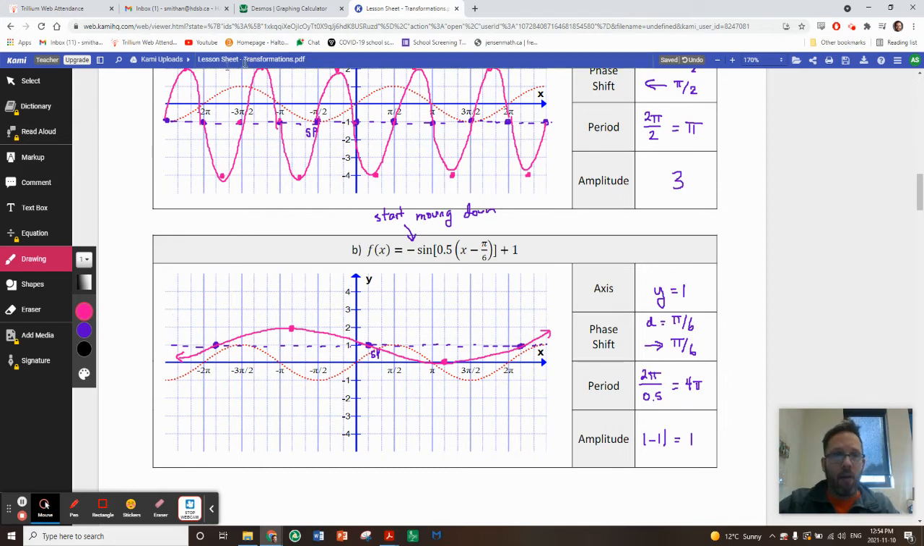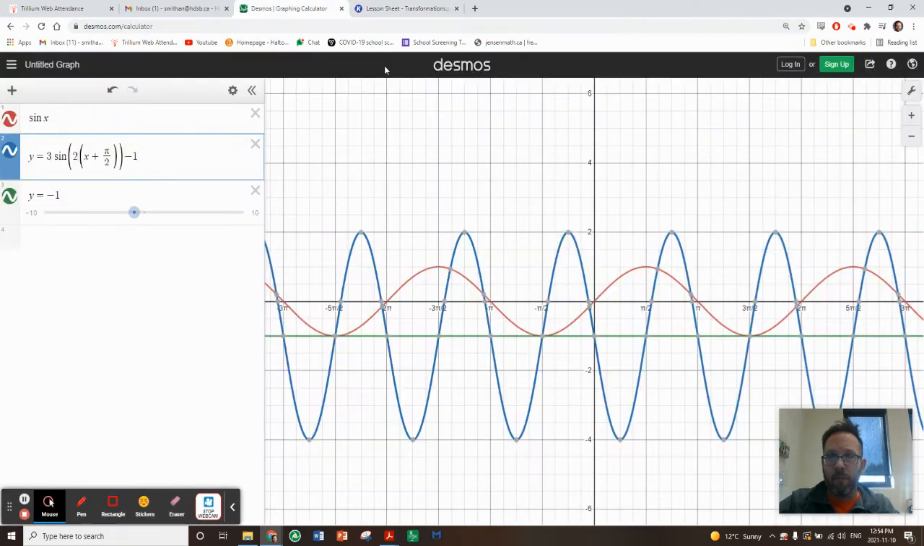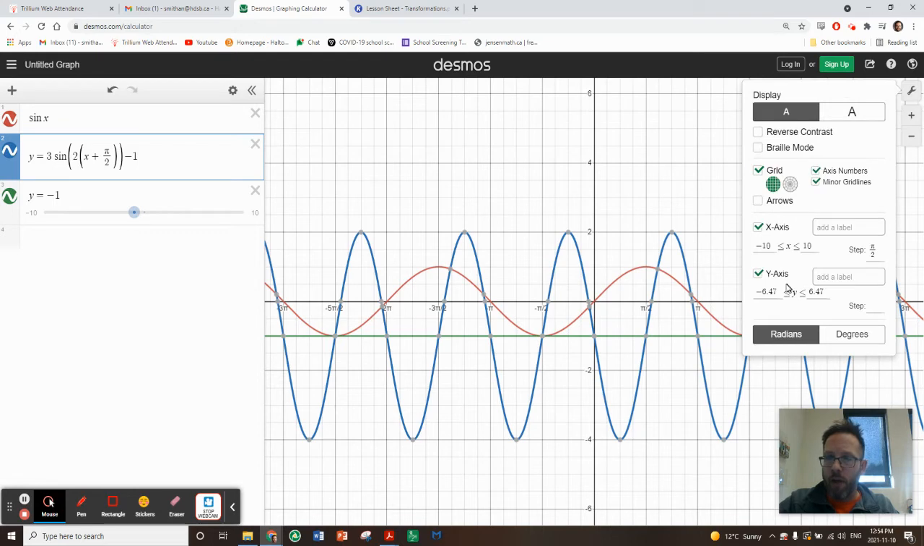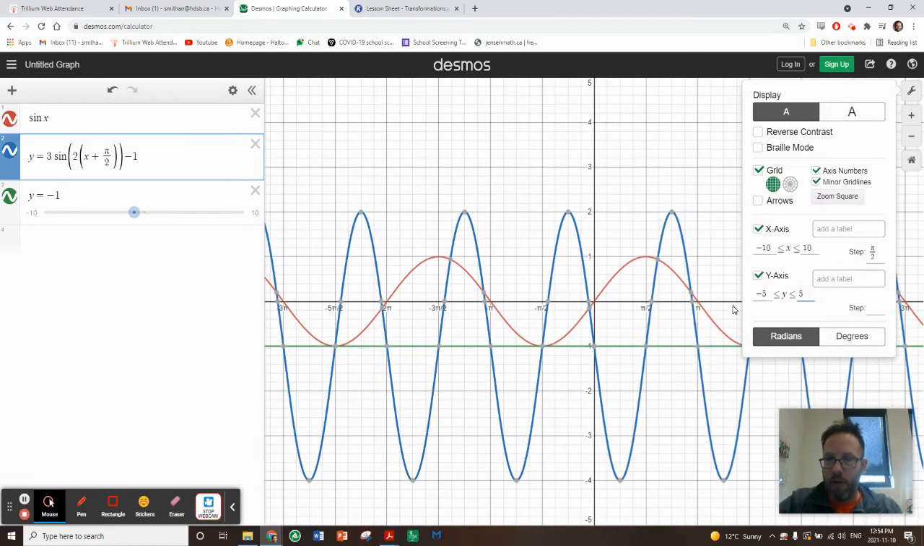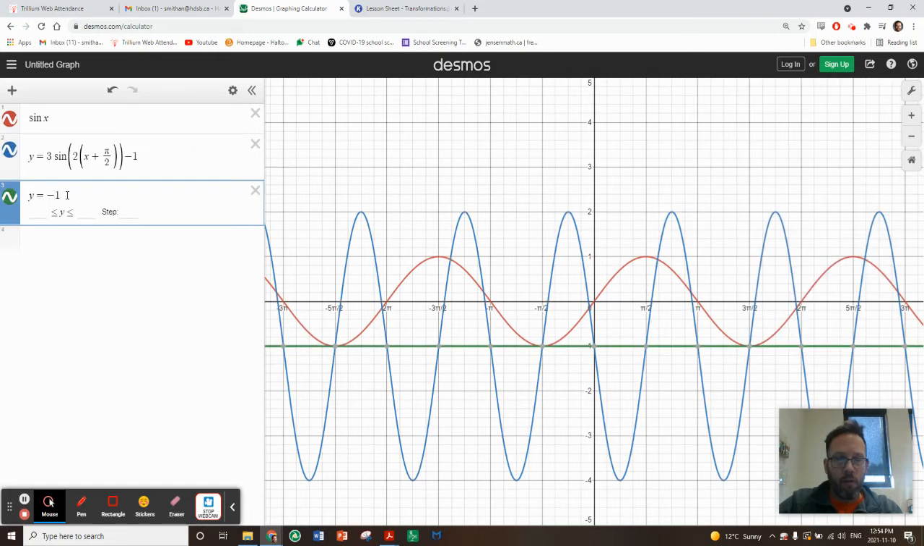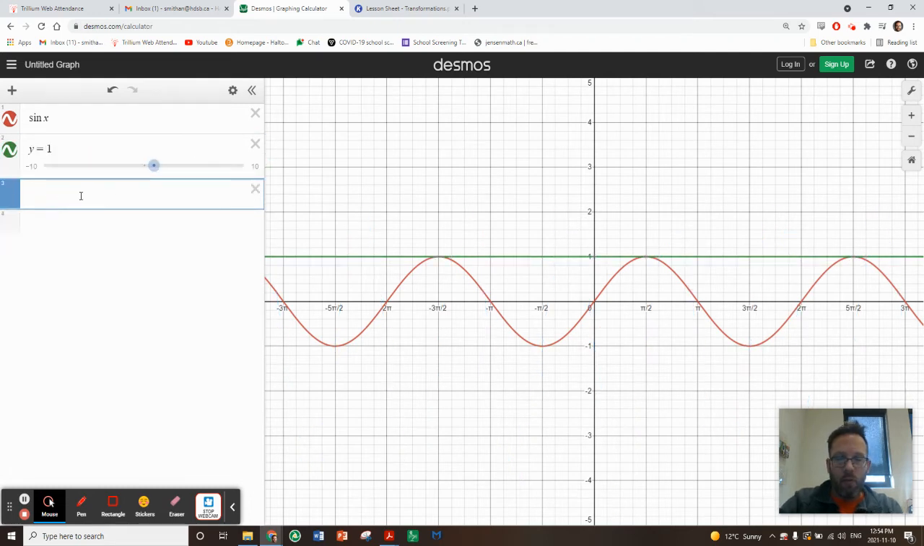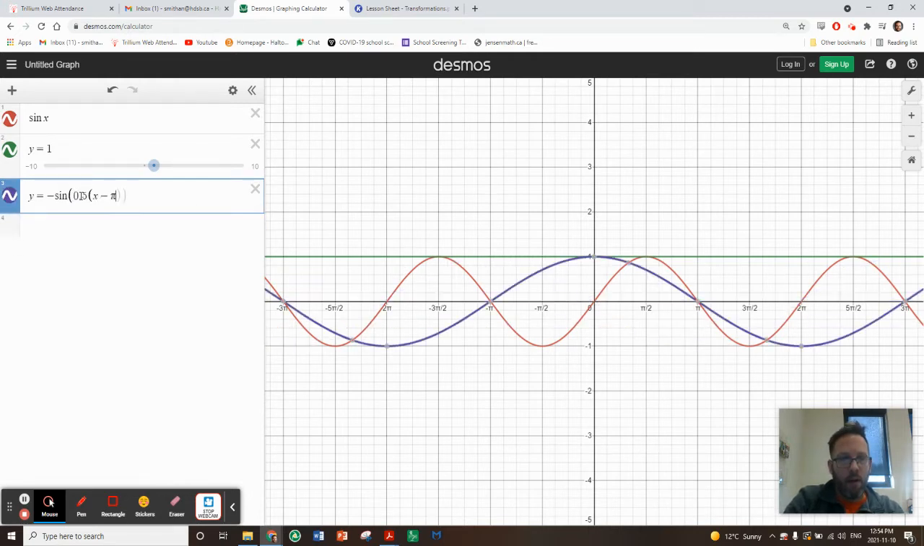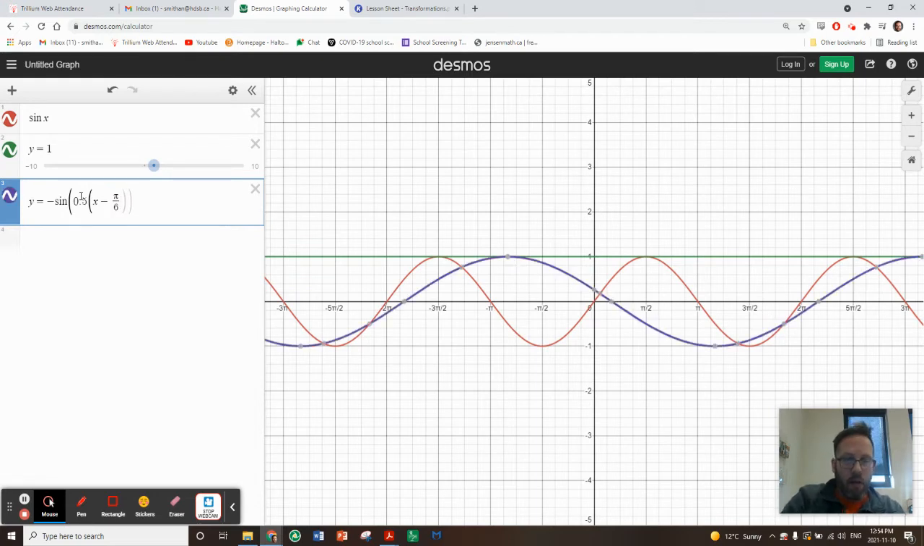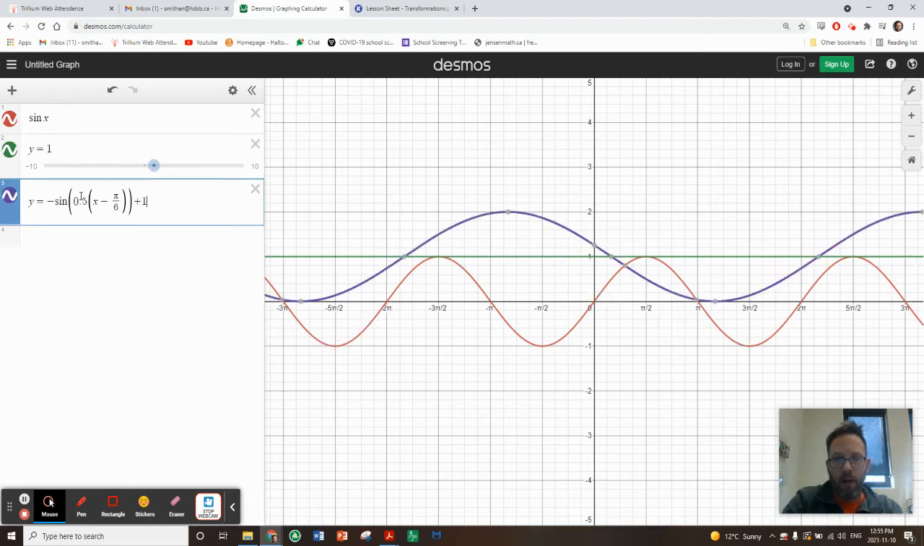Let's load up Desmos and have a look here. You know what I'm going to do is I'm going to change my y-axis just to make it look more like my sheet. It's -5 to 5. Okay. So our new axis is 1. And our new function, y equals negative sine of 0.5 x minus pi divided by 6. Close the bracket, and then plus 1 was our axis.